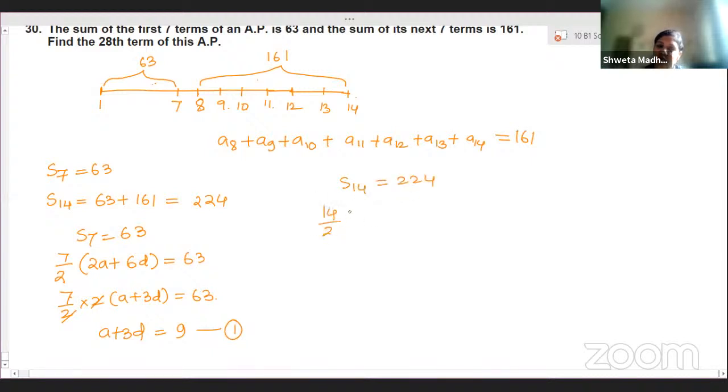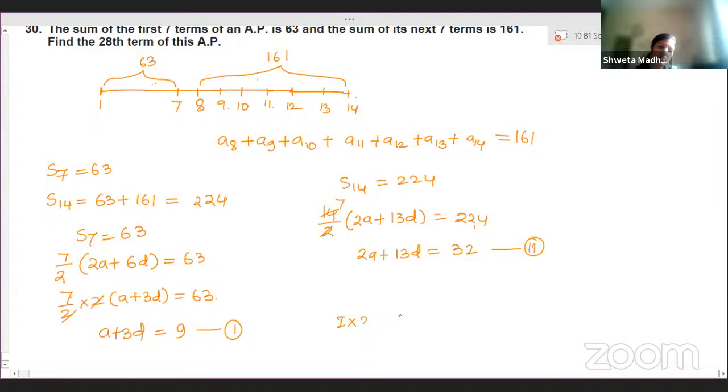Second equation, S14 is equal to 224. 14 by 2 into 2a plus 14 minus 1 is 13d is equal to 224. So we can't take 2 common. So this is 7 into 2a plus 13d. Now transfer 7 to RHS. 2a plus 13d is equal to 224 by 7, which is 32. This is the second equation. Now solve these two equations.